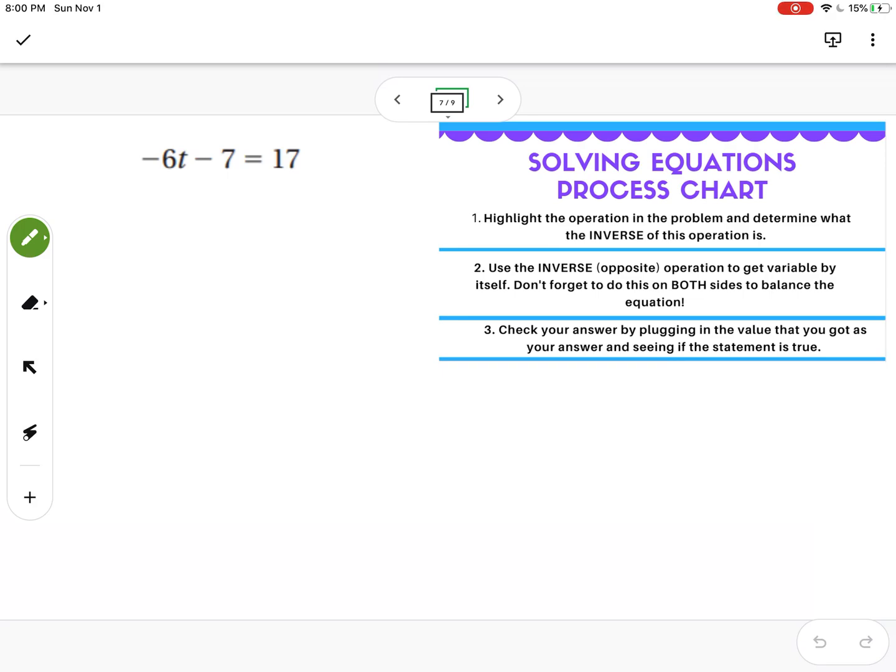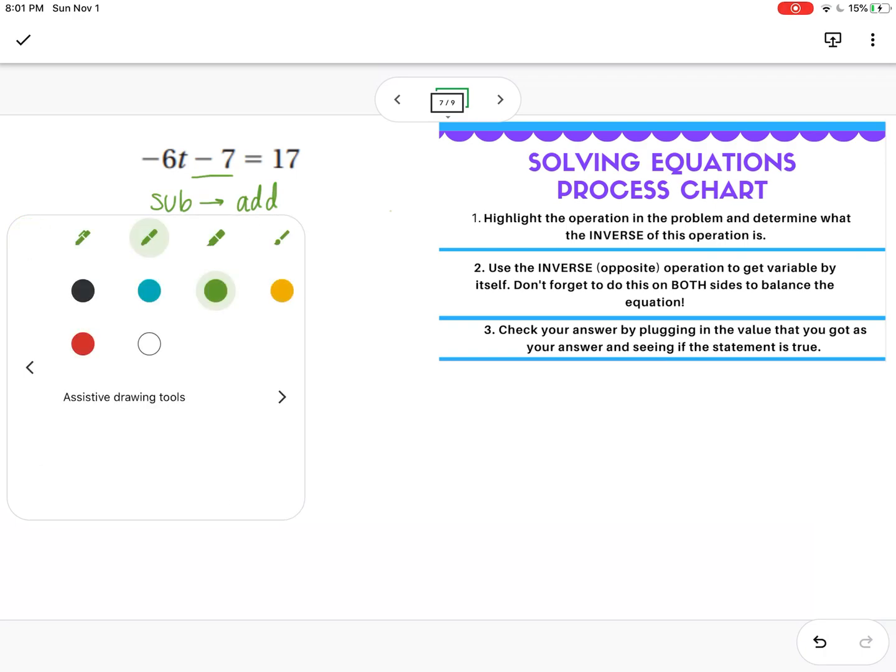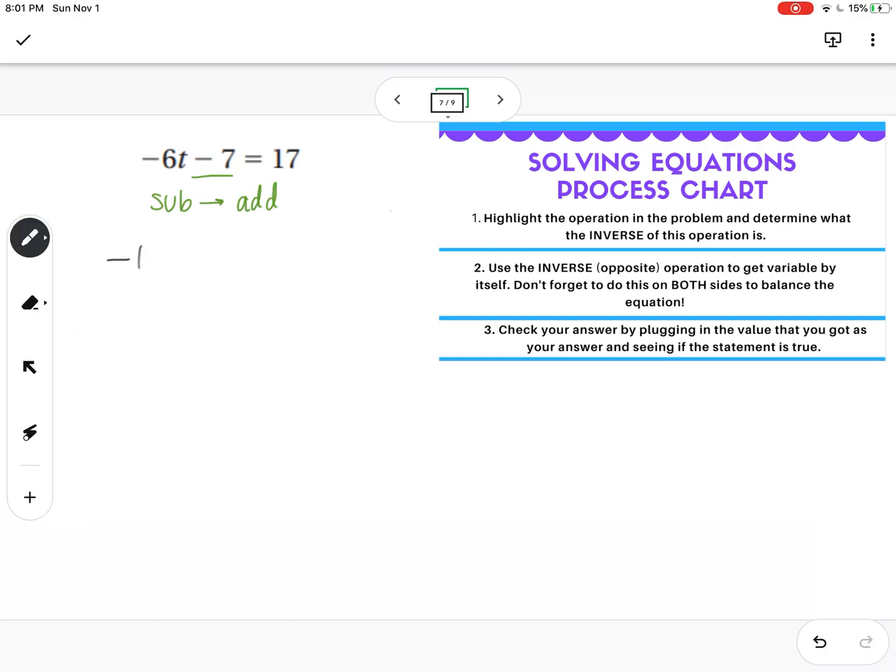So just trust me when I say work with the numbers outside of the variables first and always try to narrow down to the variable. All right, so first we're going to start with this right here, which is subtraction. We want to get rid of that -7 first. And of course, the inverse of subtraction is addition. So we're going to start with that, one step at a time.